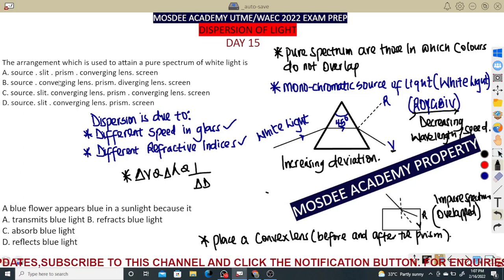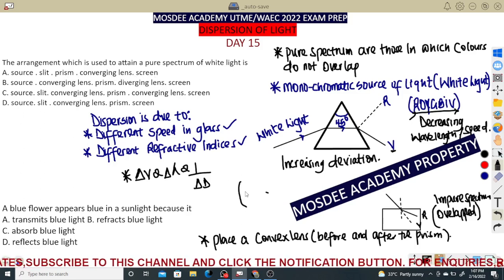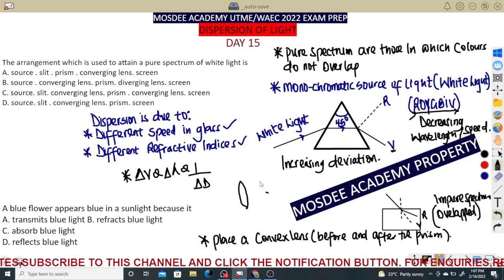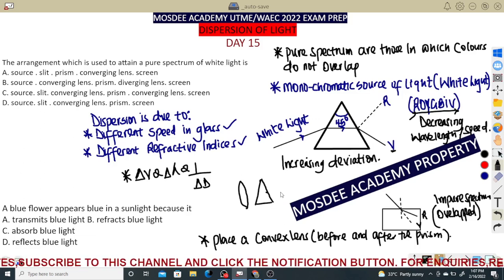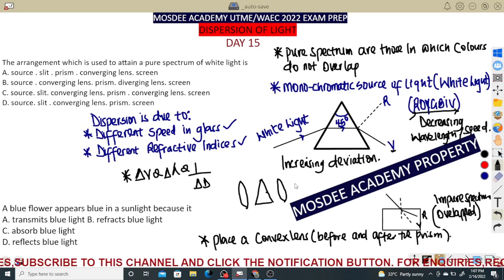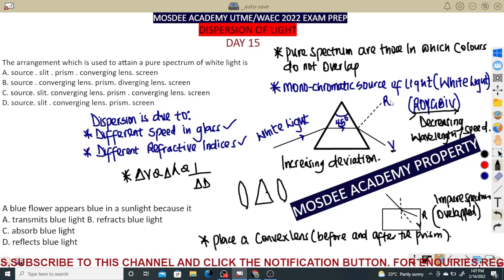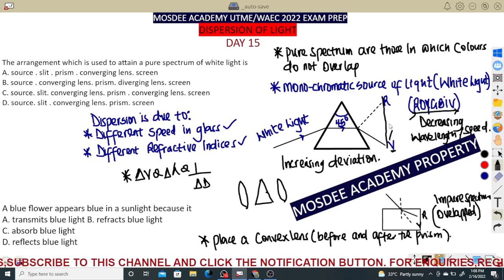A slit, that's a small space. A prism, a converging lens, a screen. Now, I said what? Before the prism, you put a converging lens. After the prism, you put what? A converging lens. Then all the image will now be absorbed where? On the screen.